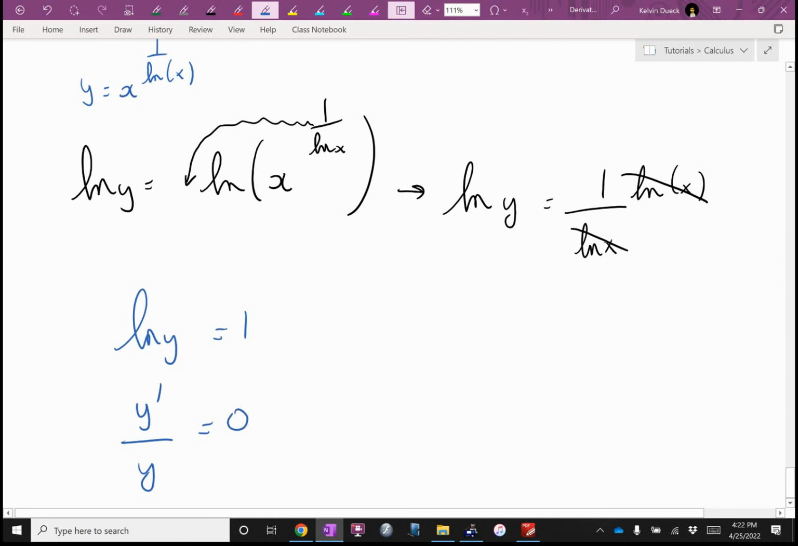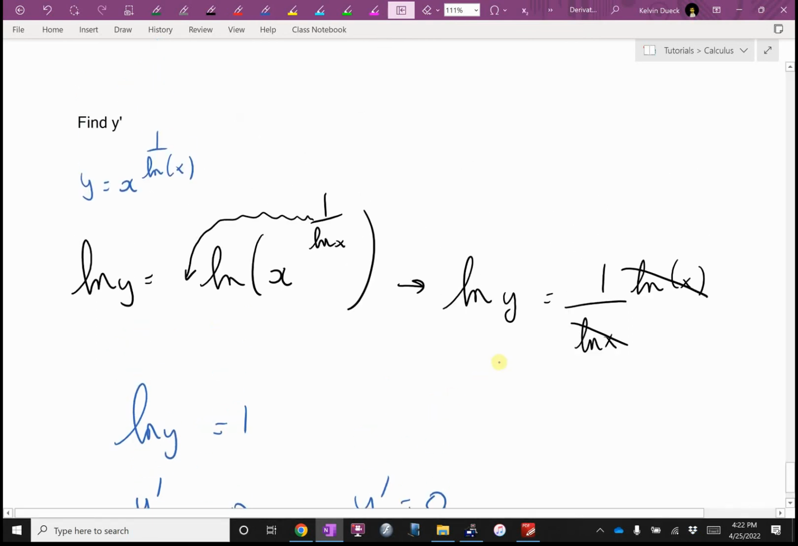Okay. Get the y prime by itself. I guess I'd multiply the y over. What's y times 0? I'm guessing maybe the slope right there is 0? I hope. Let's find out with Desmos.